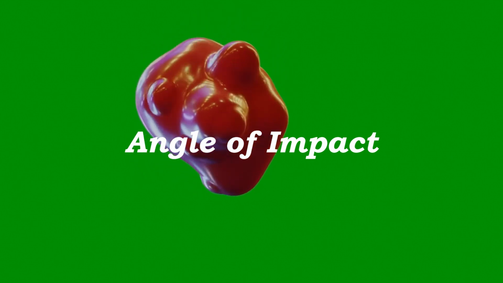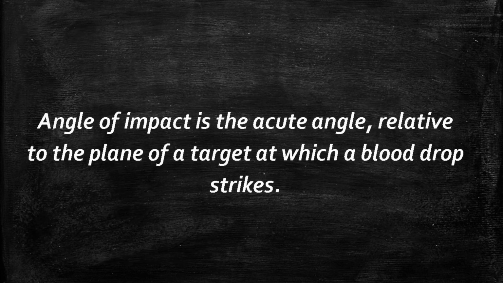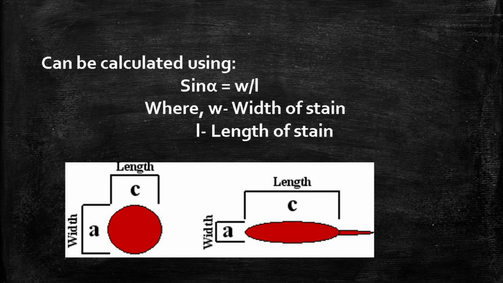Angle of impact. When a blood drop lands on a surface at a perpendicular angle, a circular parent stain is formed. When a blood drop is projected onto a surface at an angle between 0 and 90 degrees, the stain is elongated. Angle of impact is the acute angle relative to the plane of a target at which a blood drop strikes. It can be calculated using sin alpha equals W by L, where W is the width of the stain and L is the length of the stain.